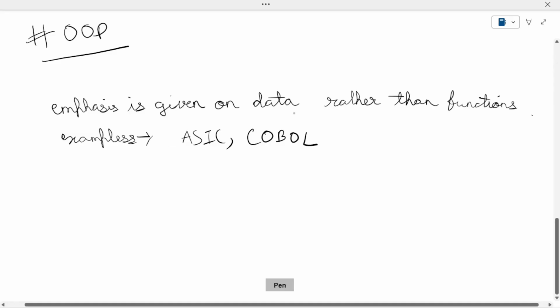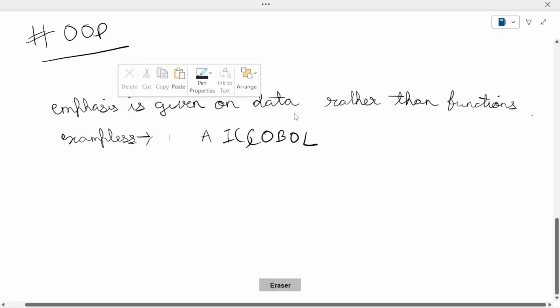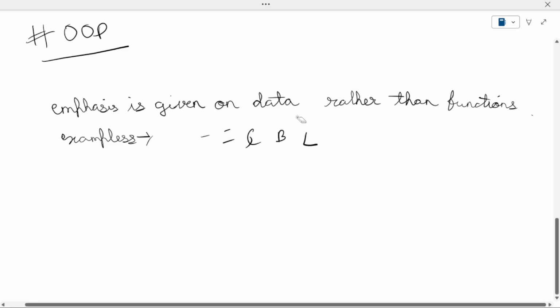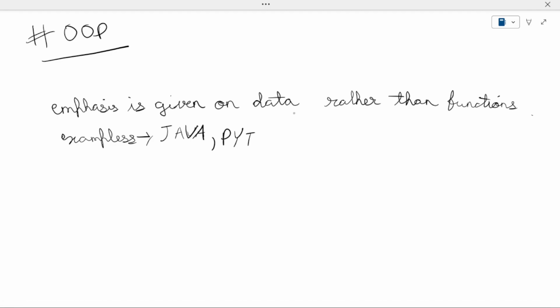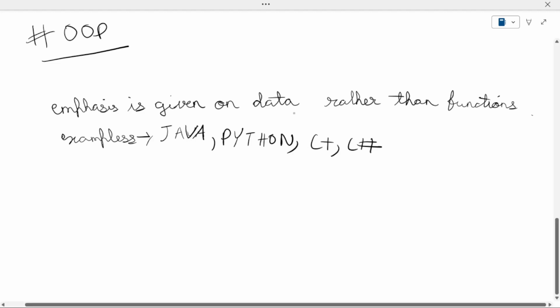There are many kinds of examples you will get here. Sorry, I'm new to this stuff, so I'm facing some kind of problems. Okay, so examples are Java, Python, C++, etc. Oh, the symbol is wrong. C++. Done. So these are the examples.